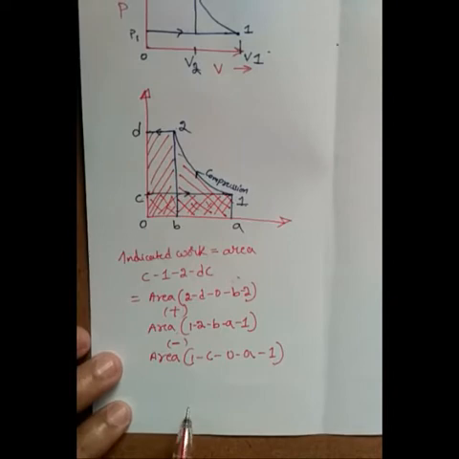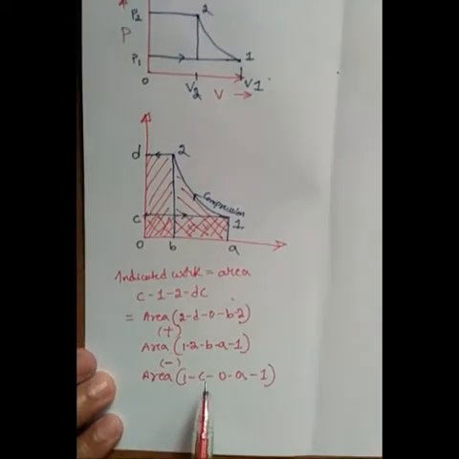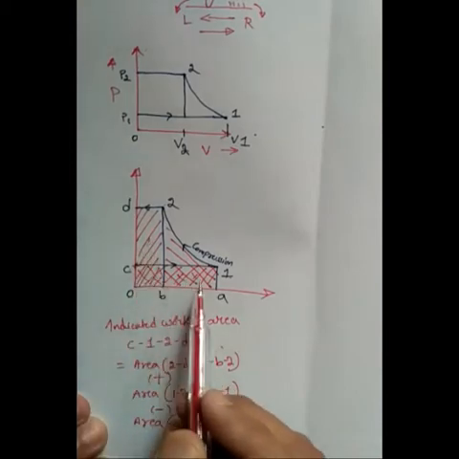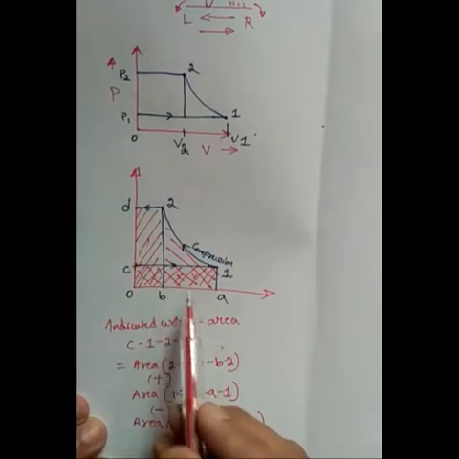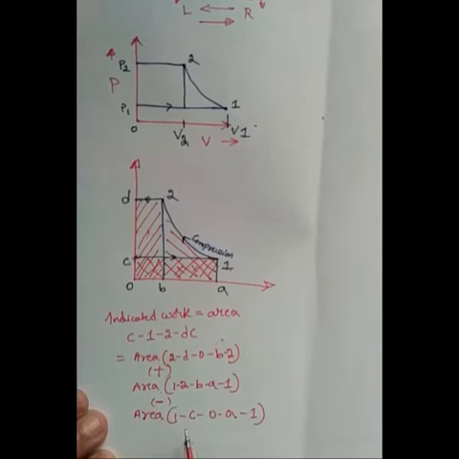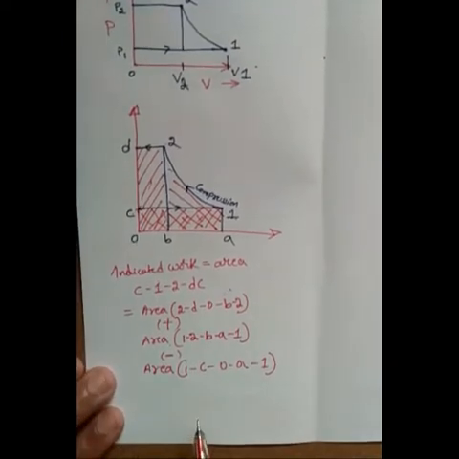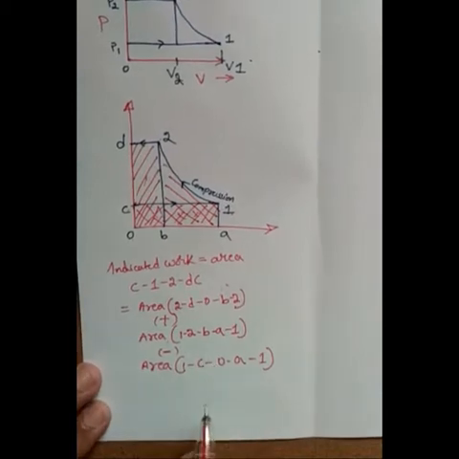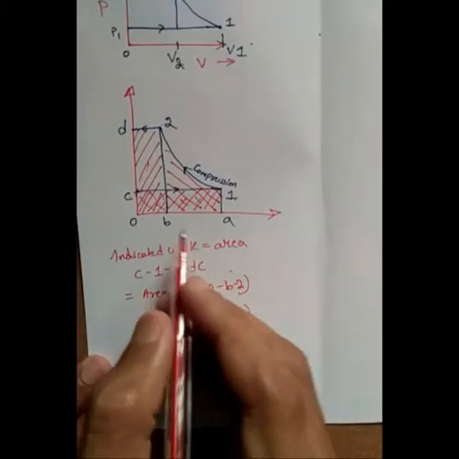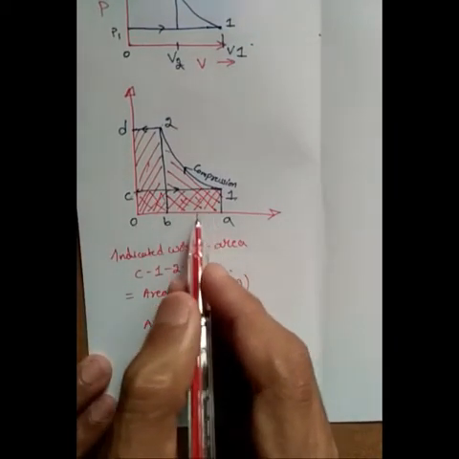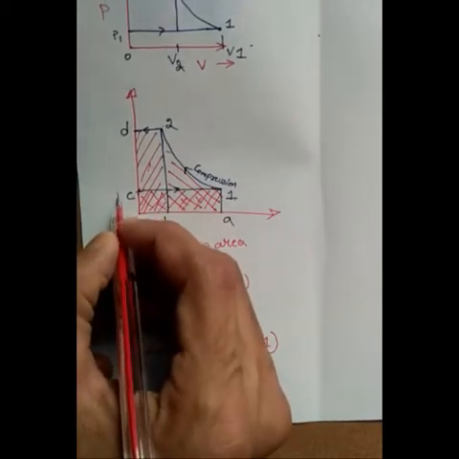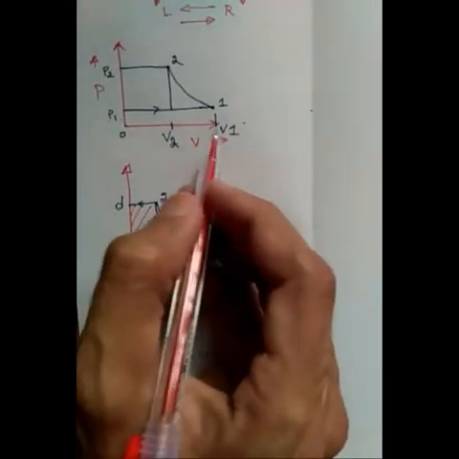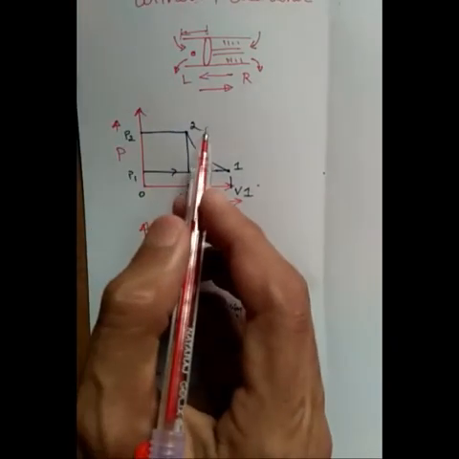So here these two areas, area this one and area this one, can be obtained as P1 V1 and P2 V2. These areas can be written as P1 V1 and P2 V2. So this I will take as P1, right? P1 V1 and P2 V2.